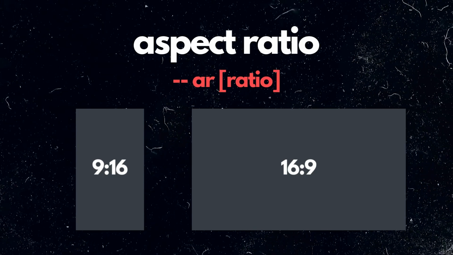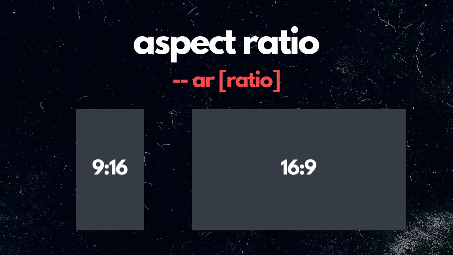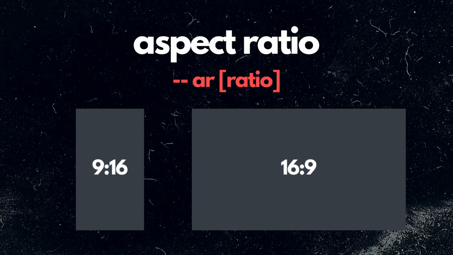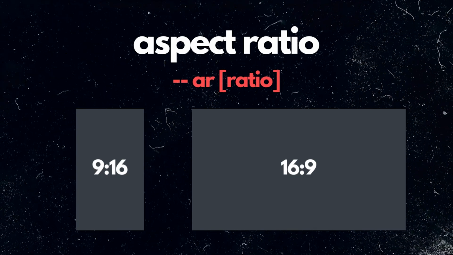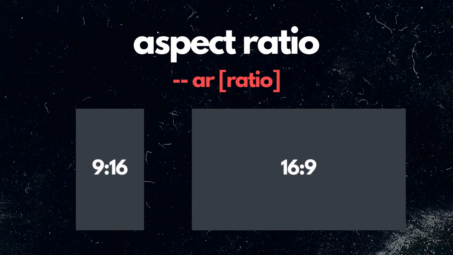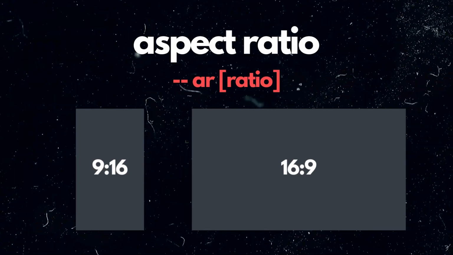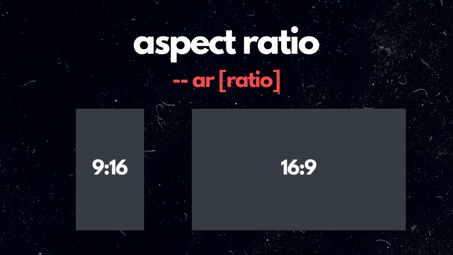First up, we have aspect ratio. There's going to be a time when the square image just isn't going to cut it. In those instances, we can use --AR, which stands for aspect ratio, followed by the ratio itself to control the dimensions of our images. But enough with the talking, let's just see it in action.